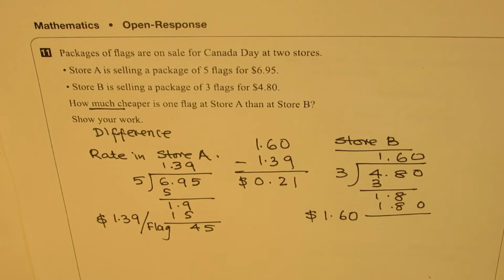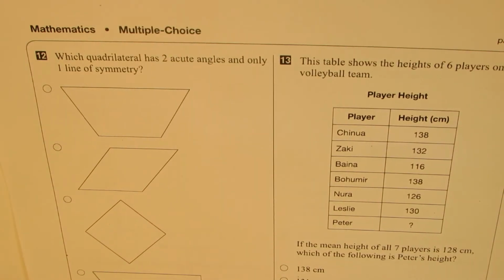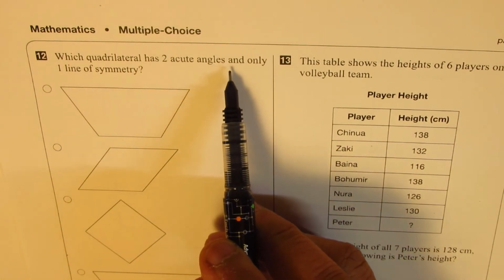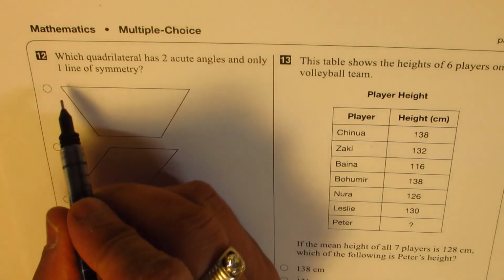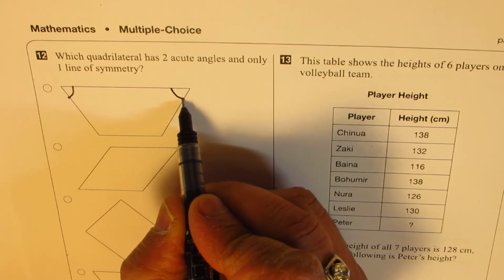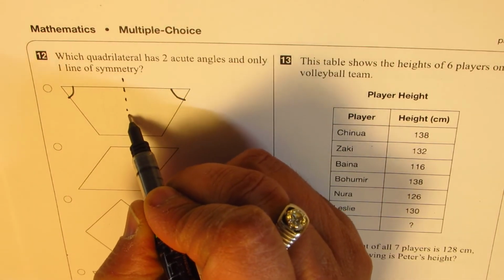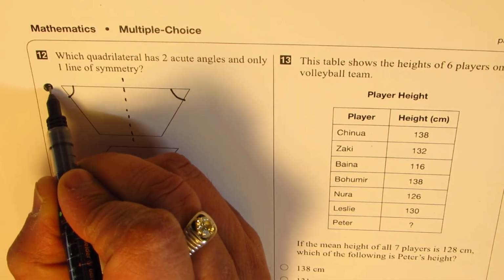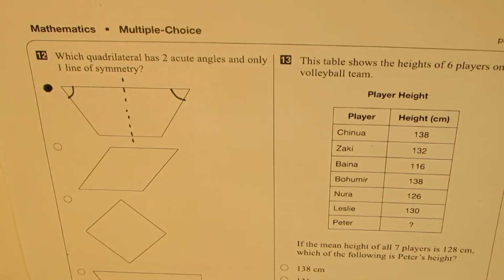Perfect. Let's move on and take question number 12. Which quadrilateral has 2 acute angles and only 1 line of symmetry? Well, here is a trapezoid, which is an isosceles trapezoid, where you have 2 acute angles, right? And the line of symmetry is right there. So option 1 is the right option. Once you get the right option, you need not even see the other options, correct? Let's move on to question number 13.